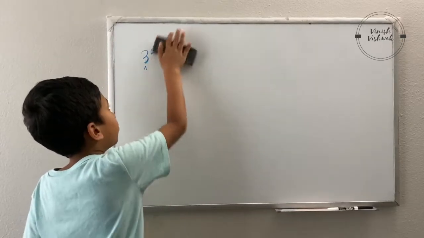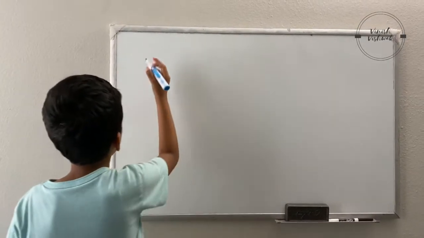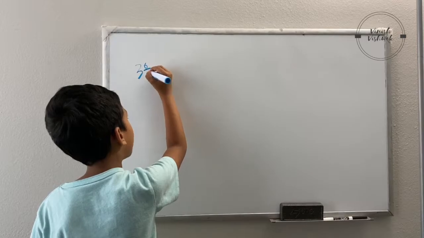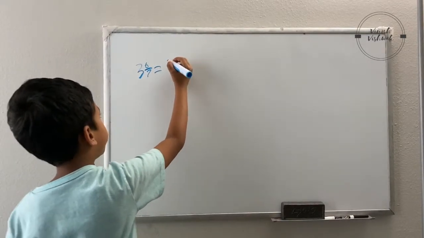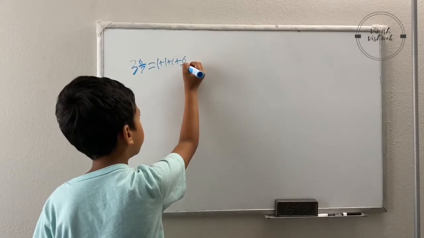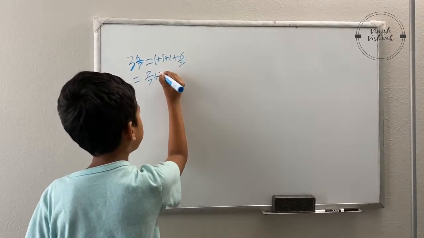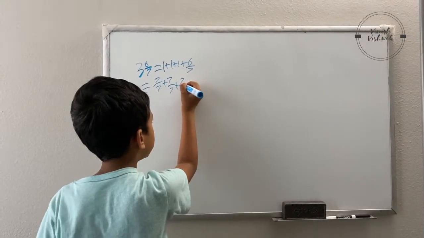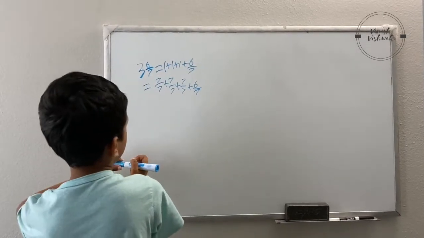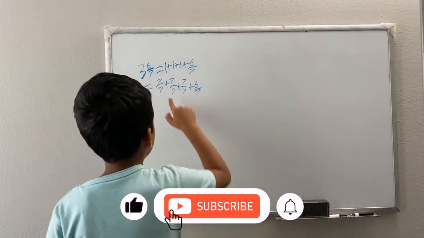So now we can also do 3 and 6/7 equals to 1 plus 1 plus 1 plus 6/7, which equals to 7/7 plus 7/7 plus 7/7 plus 6/7. So we could also see this as one whole, and we can also call it unity.